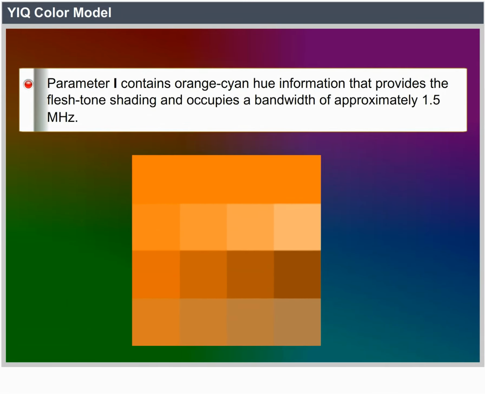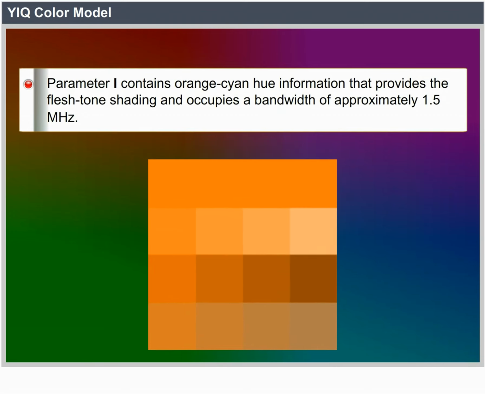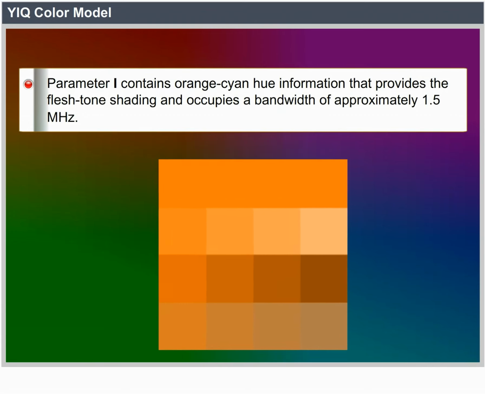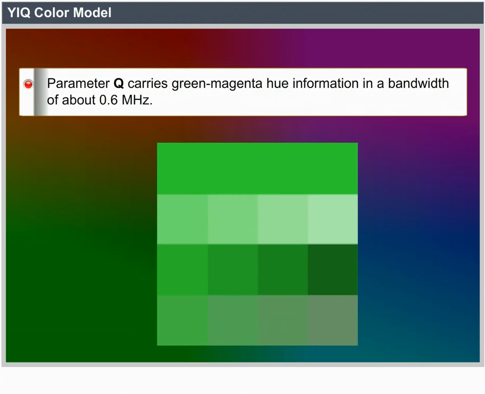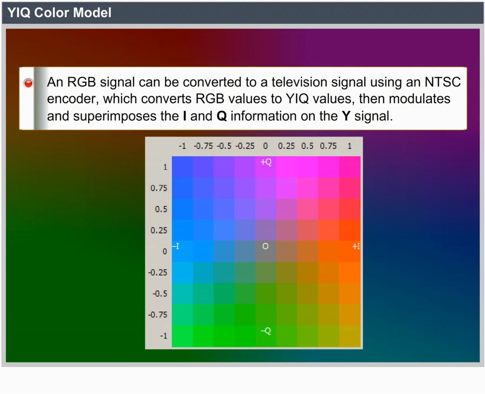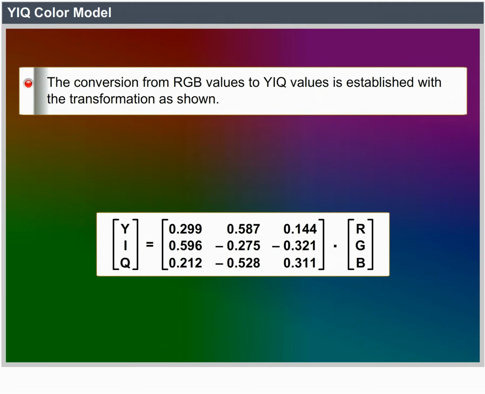Parameter I contains orange-cyan hue information that provides the flesh tone shading and occupies a bandwidth of approximately 1.5 MHz. Parameter Q carries a green-magenta hue information in a bandwidth of about 0.6 MHz. An RGB signal can be converted to a television signal using an NTSC encoder, which converts RGB values to YIQ values, then modulates and superimposes the I and Q information on the Y signal. The conversion from RGB values to YIQ values is accomplished with the transformation as shown.